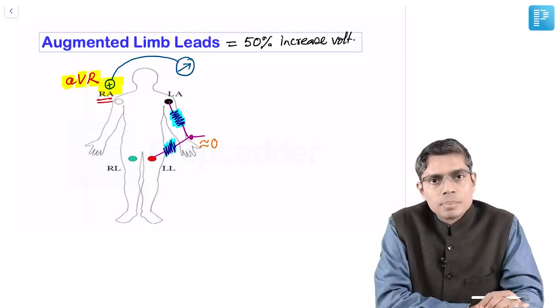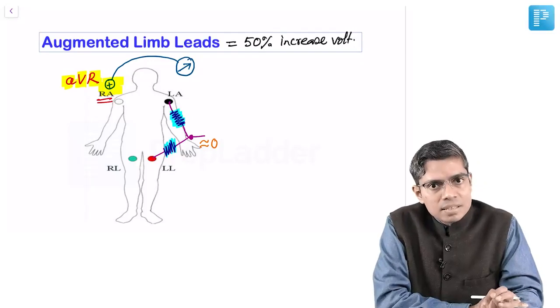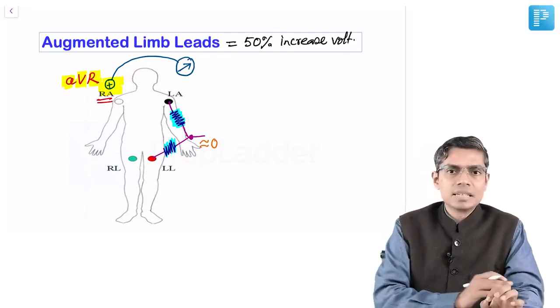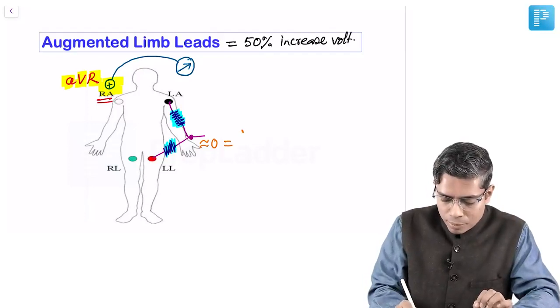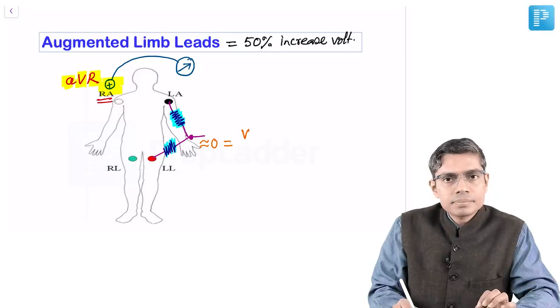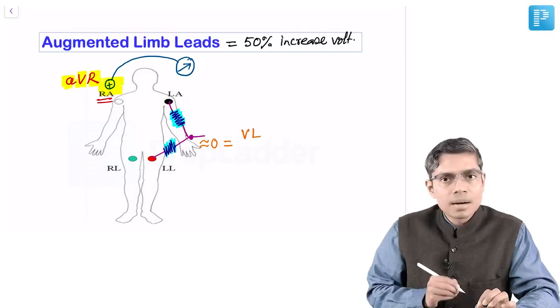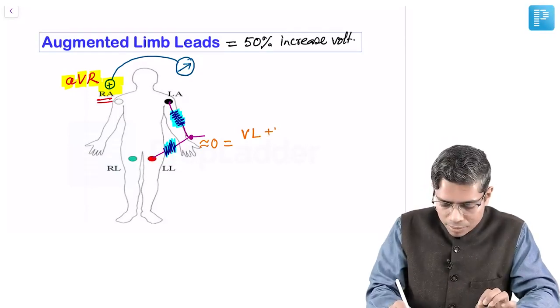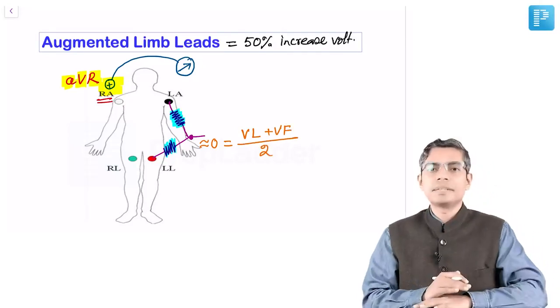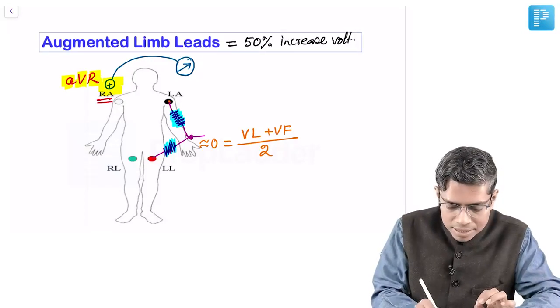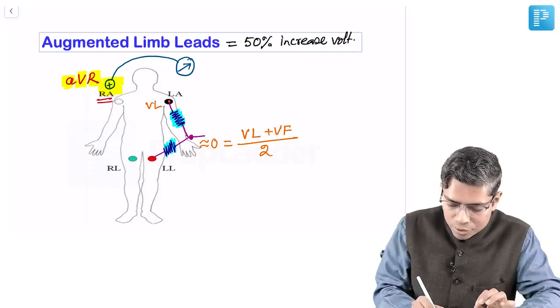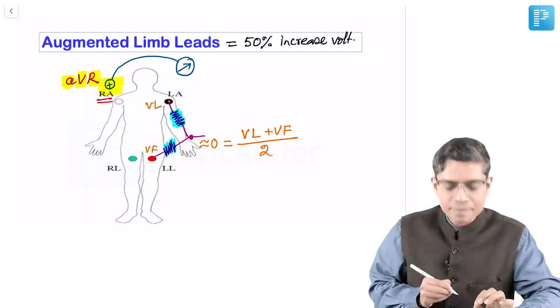Although I am saying this is near equal to 0, mathematically the potential here will be equal to the voltage of the left arm plus the voltage of the left foot upon 2. What I am saying is, suppose the voltage generated at the level of the left arm is VL, and the voltage generated at the left foot is VF.